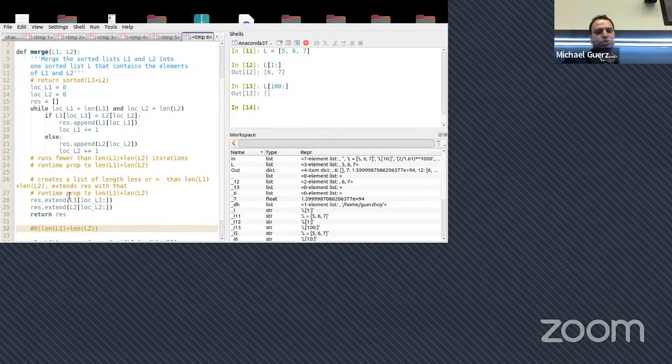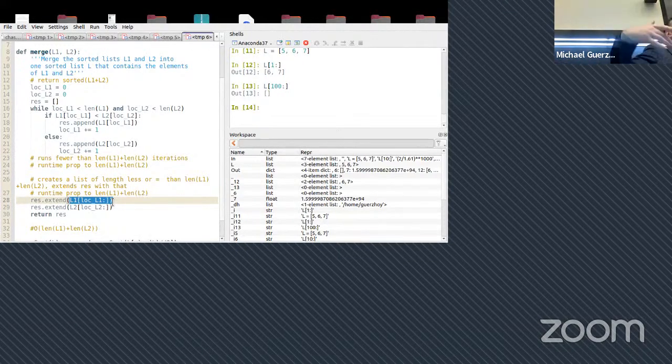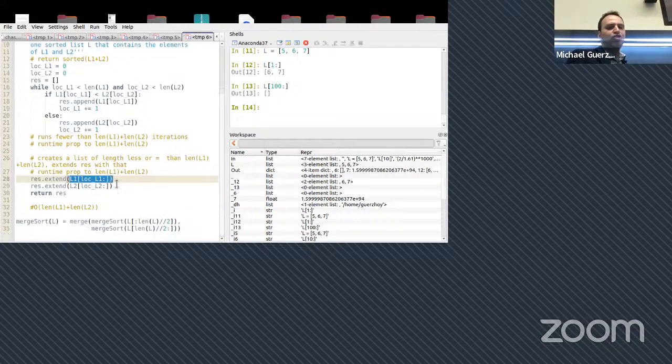Here, what we need to do is create this new list. So that takes time, and then extend res using that list. But that list is of length at most length L1 plus length L2. In fact, it's at most length L1 or length L2, but if you do plus, that's an upper bound. That's fine because it was already proportional to length L1 plus length L2. So, okay, that's merge.